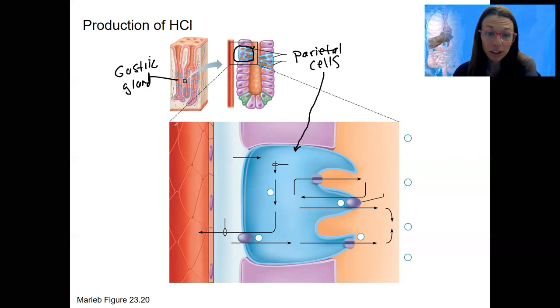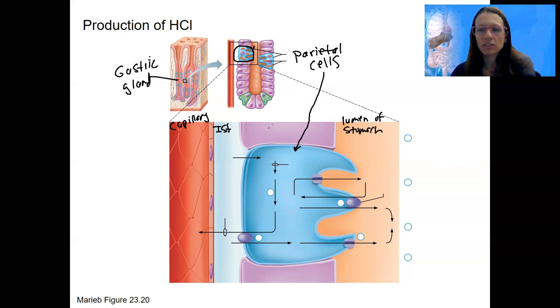This is your capillary. We've got interstitial fluid here, ISF. And then we've got the lumen of the stomach. So what's this purple stuff? This is another cell that lines the epithelium. So this is an epithelial cell, let's just say, because we're zoomed in right to the lining of that gastric gland.